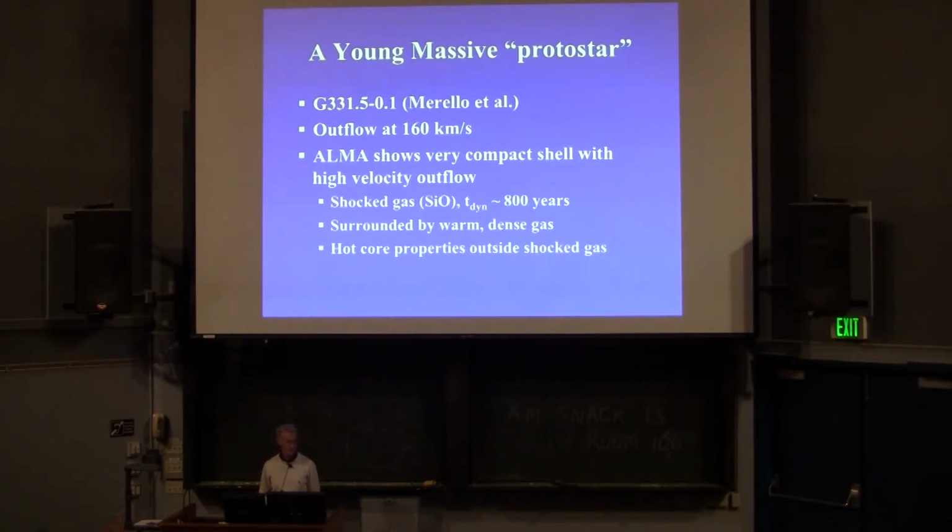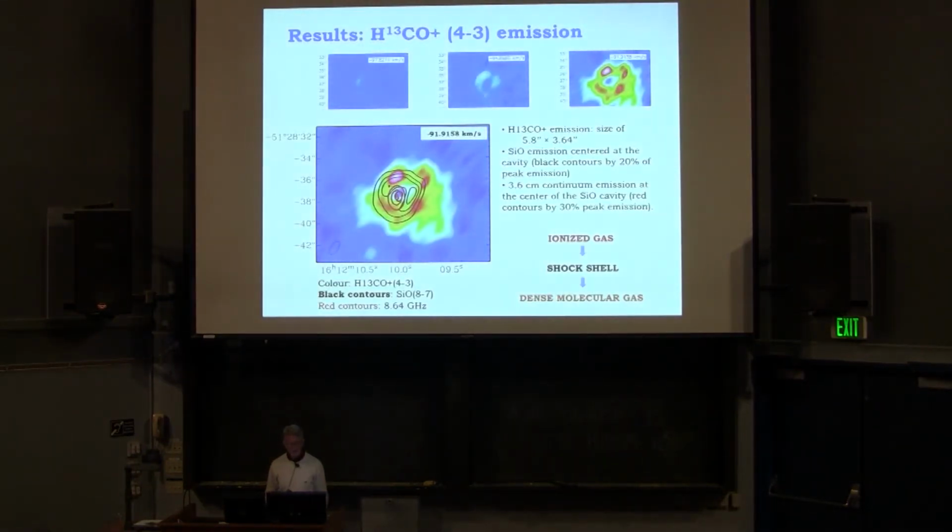So we're catching something very early in its formation. So explain what this is. The red contours here are radio continuum contours. So there's a region of ionized gas in there. There's a shell of silicon monoxide, which is a tracer of high density shocks. So it looks like this is expanding out. You need about 25 kilometers a second to produce this SiO.